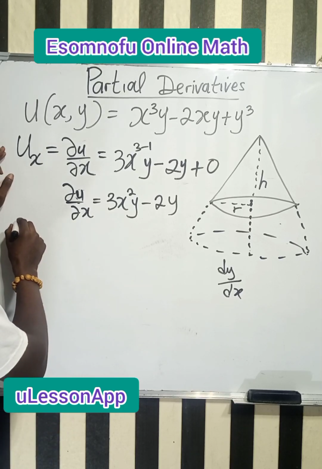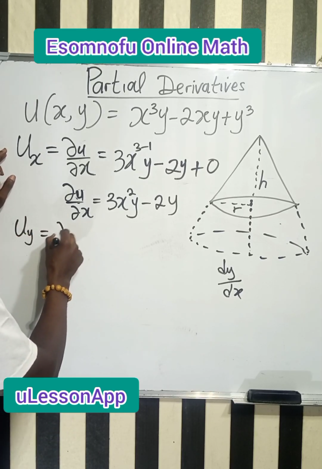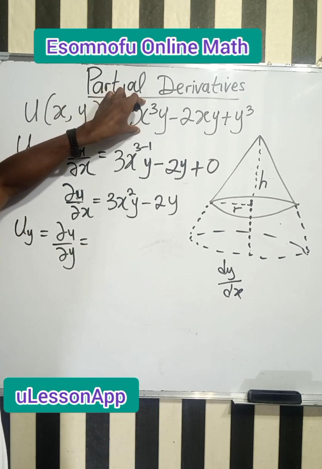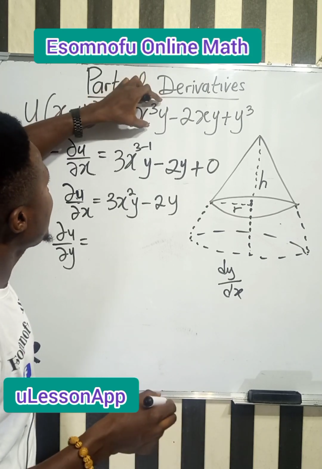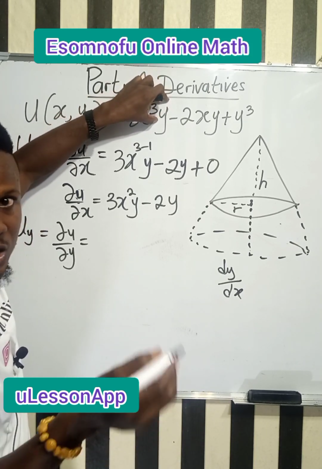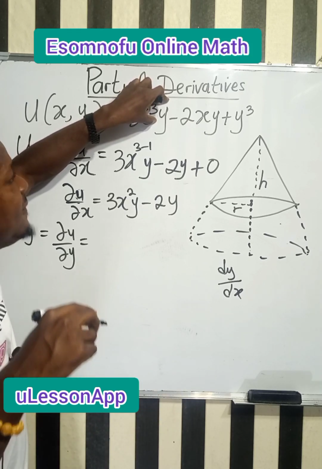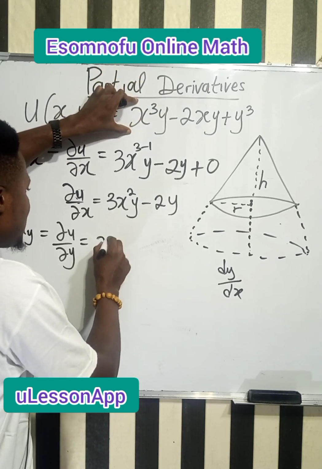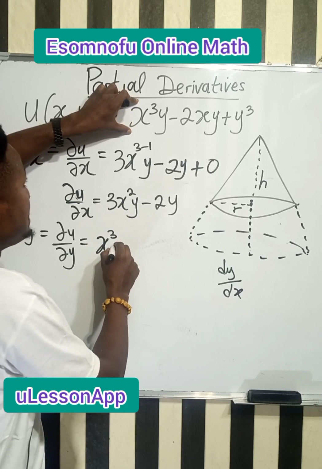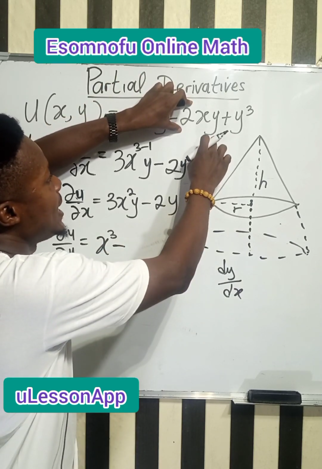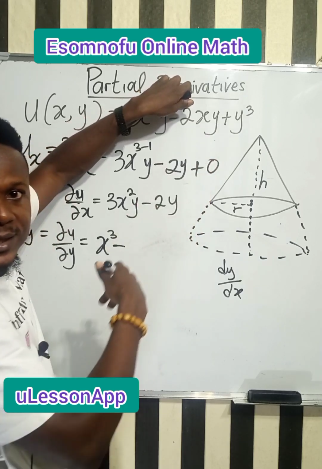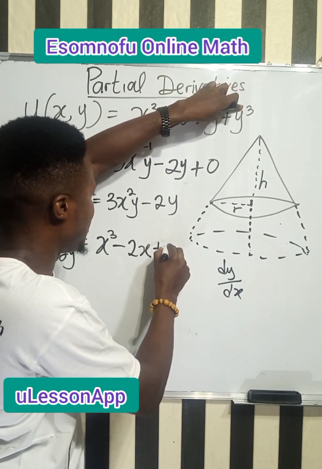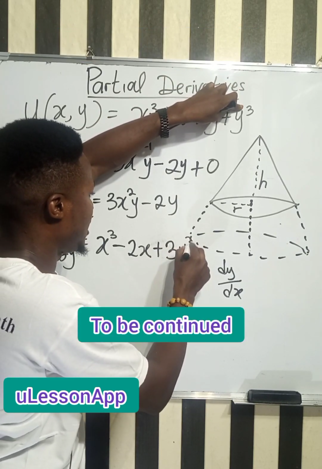Supposing I want to find uy, which is delta u over delta y. This time around, I will treat x as a constant and differentiate y. So here, if I differentiate y, y has gone because if you differentiate a value without a coefficient beside it, the coefficient is 1, you just get 1. So 1 times x cubed is the same thing as x cubed because x is a constant now, minus, here, if I differentiate y, it is still 1. I'll be left with minus 2x, which is a constant, plus, if I differentiate y cubed, the power of 3 comes to the back, y to the power of 3 minus 1.